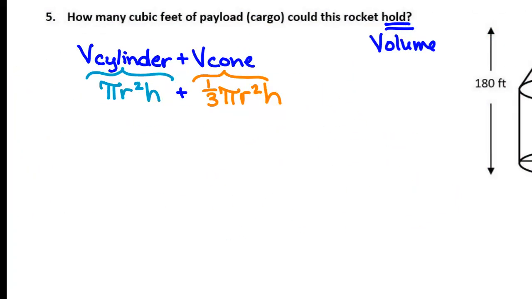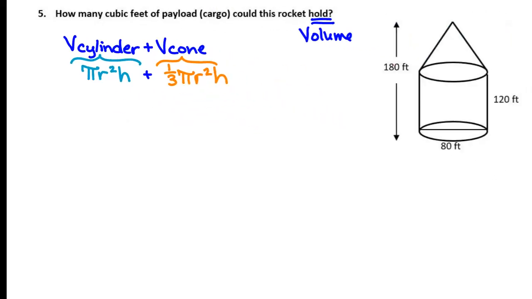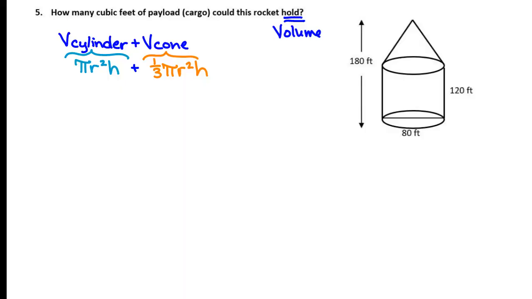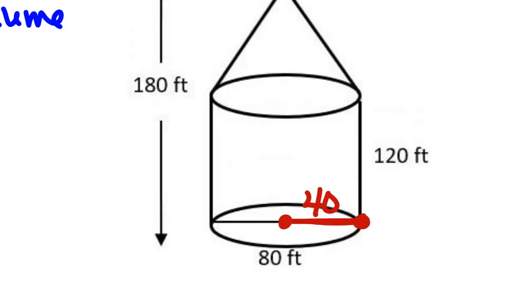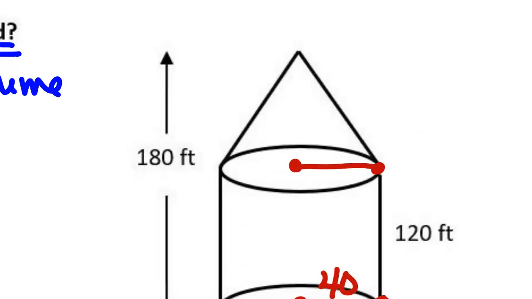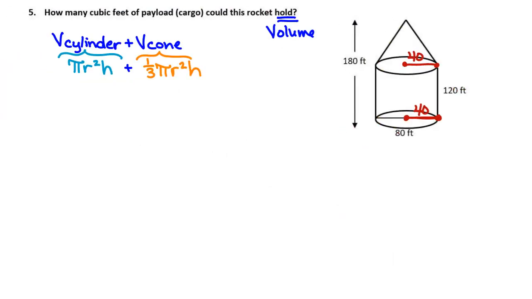All right, so we need to figure out the radius, which is going to be the same radius for the cone and the cylinder. And then we need to figure out the heights of these two separate objects. I will not use 180 for the height anywhere in this formula. The 180 is the height of the whole thing. What is the radius? 40. This much right here would be 40 feet. And that's going to be true up here for the cone also.